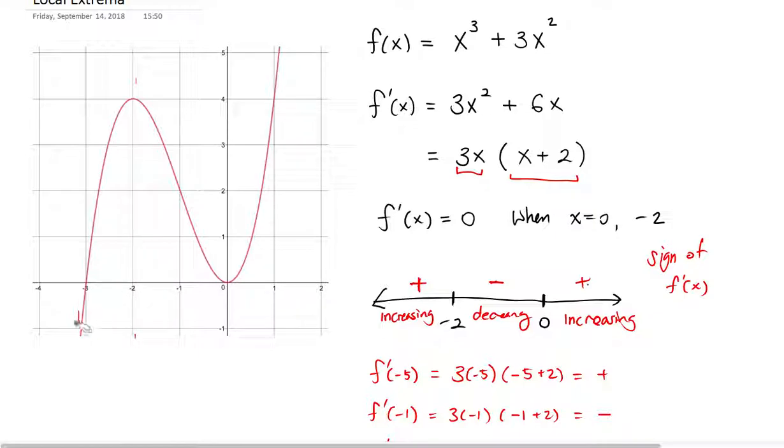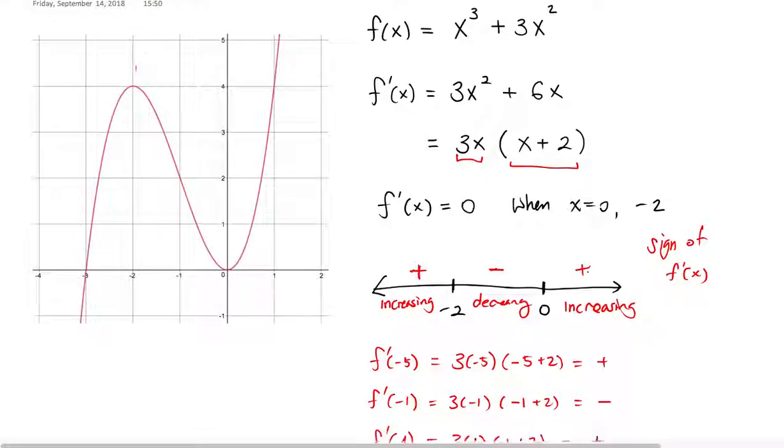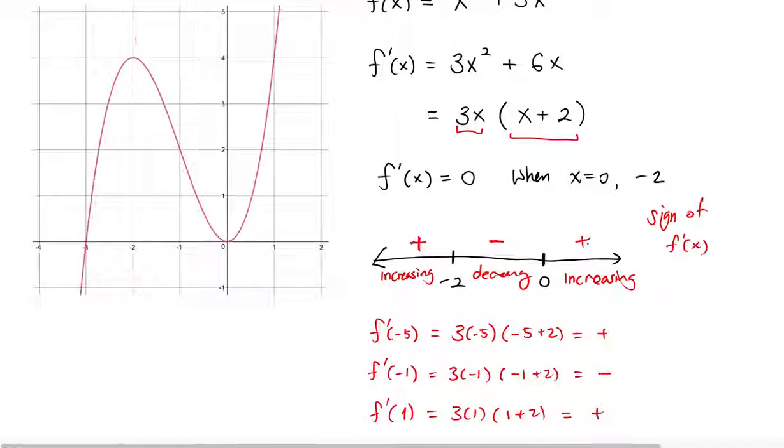Now, I want to know if these critical points give me a local maximum or a local minimum. Of course, if the graph is increasing to the left, so it's going up, and then there is a point where you have a horizontal tangent, and then the graph is decreasing, then you're going to find that at x equals negative 2, you have a local maximum, as you see here. When the graph is decreasing to the left of 0 and increasing to the right of 0, you're going to get a local minimum when x is 0, as you see on the graph here.